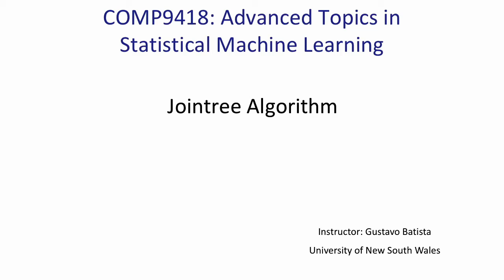Okay, so welcome back. In this lecture, we're going to discuss the Jointree algorithm. The Jointree algorithm is a very popular algorithm for inference in Bayesian and Markov networks. The Jointree algorithm belongs to a different class of inference algorithms.